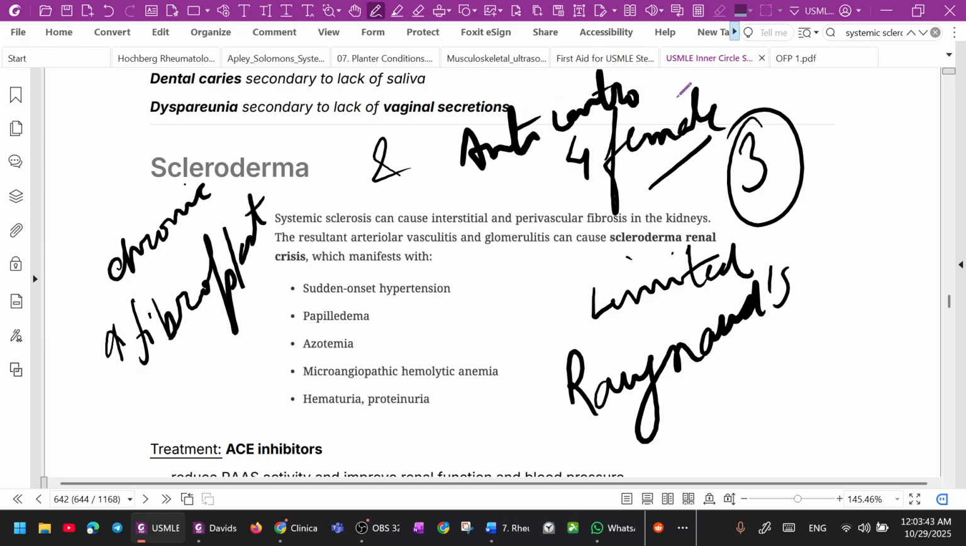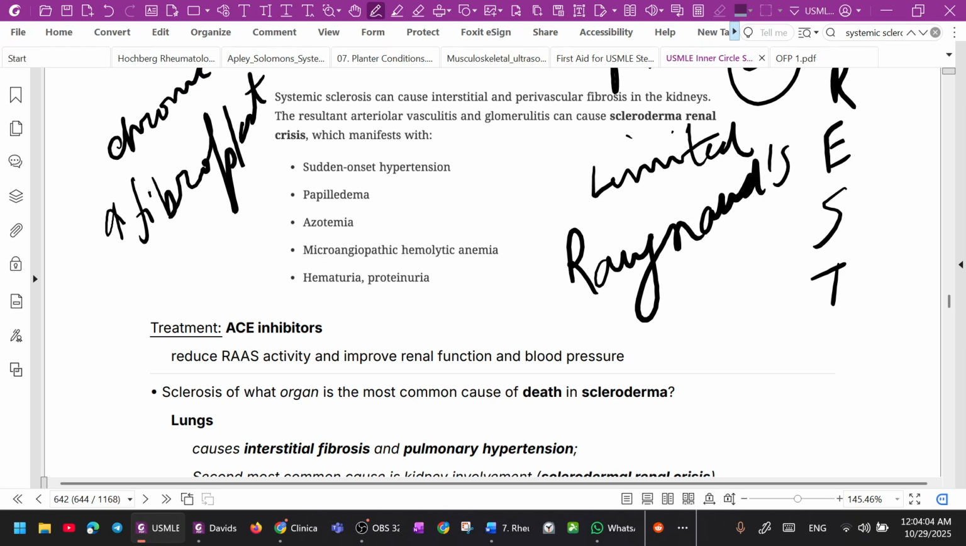It is associated with anti-centromere antibody. There is a mnemonic called CREST syndrome: Calcinosis, Raynaud's, Esophageal dysmotility, Sclerodactyly, and Telangiectasia. There will be calcinosis cutis.